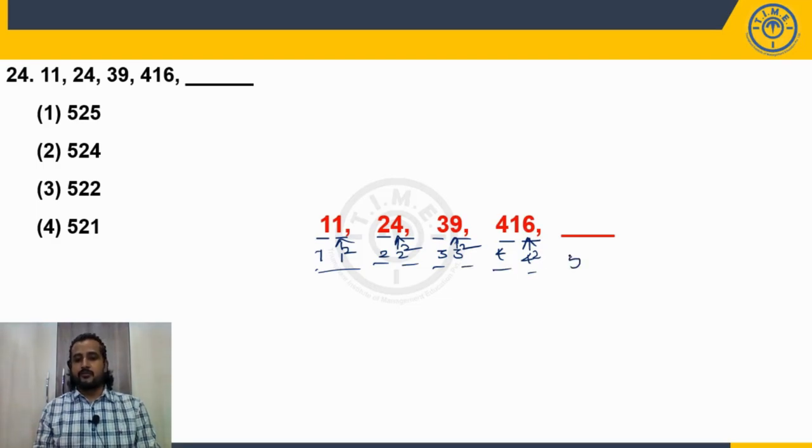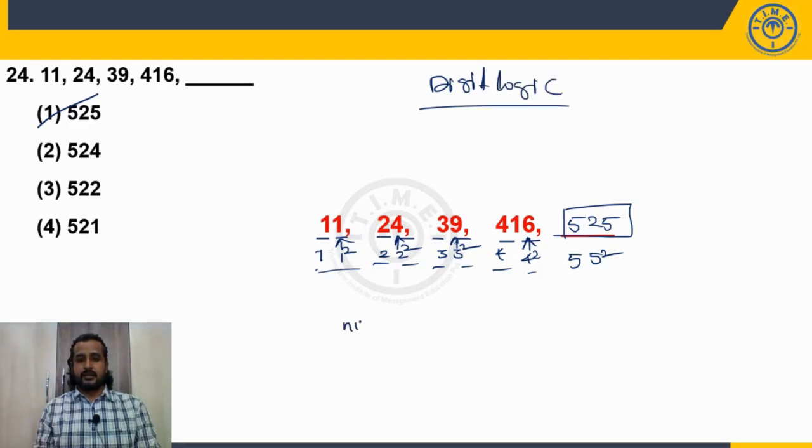So what will be next? 5, 5 square. So 5 and 5 square is 25. So 525 will be our answer. Choice 1. So what is the logic? Digit logic again. n and n square taken together, starting with 1, natural numbers, where n is a natural number.